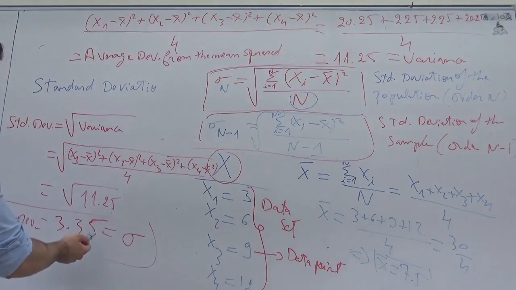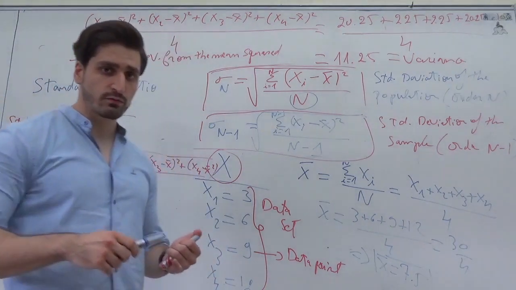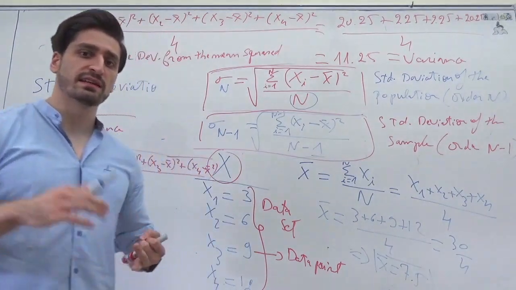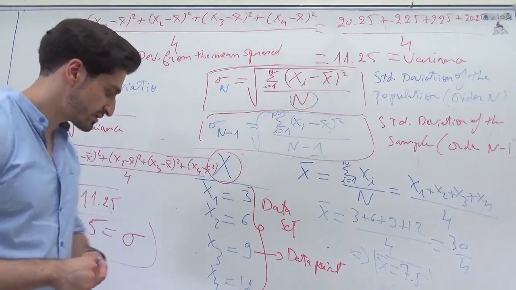Now, depending on the value of sigma over here, we can distinguish two different cases. The cases where the data set has a low standard deviation, and another case where the data set has a high standard deviation or a large standard deviation.